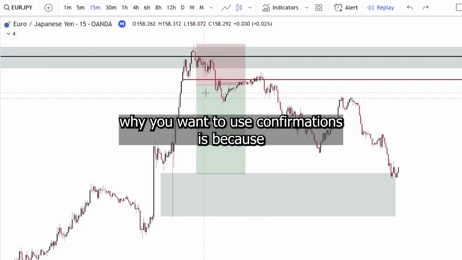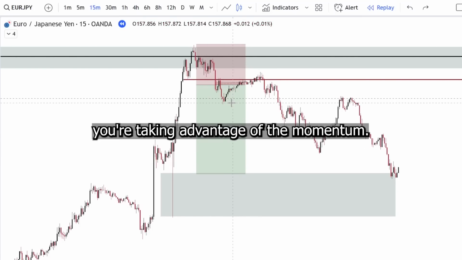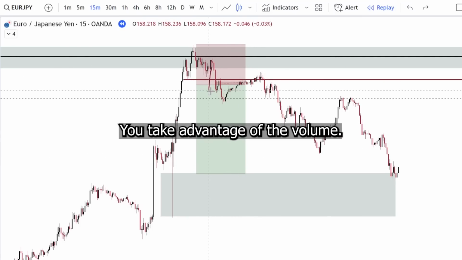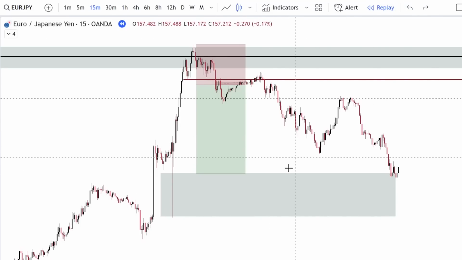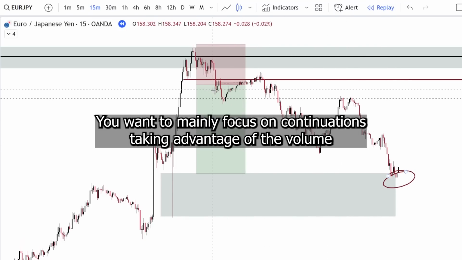And the reason why you want to use confirmations is because you're taking advantage of the momentum. You're taking advantage of the volume. You're not looking for a reversal. A reversal would be an entry, let's say if you want to take a buy position here, you would take a buy position right here. This would be a reversal trade. You don't want to take that many reversal trades. You want to mainly focus on continuations, taking advantage of the volume.